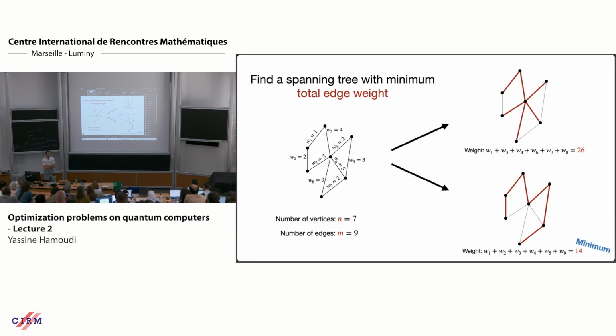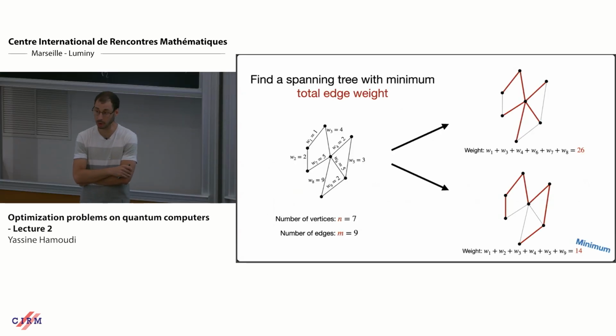So minimum spanning tree. This is a combinatorial optimization problem which asks you to solve the following optimization task. You have a graph with weights on the edges, and your goal is to find a spanning tree for which the sum of all the weights is as small as possible. So what is a spanning tree?